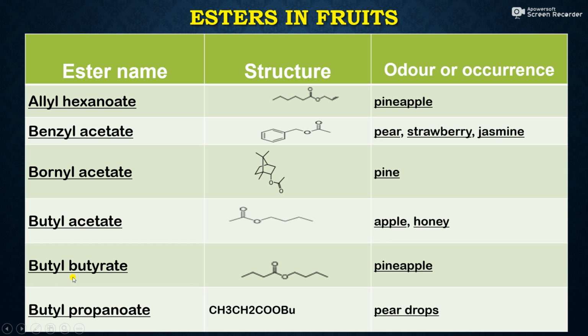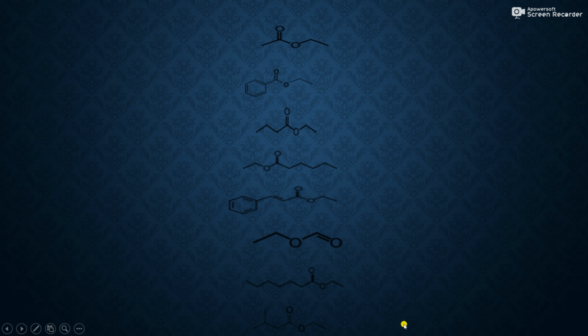Then butyl butyrate, so this side is the butyl part and this is the butanoic acid, therefore this is butyl butyrate, and it is found in pineapple. Then next one is butyl propanoate, so this is a butyl group and this is propanoic acid, and it is found in pear drops.